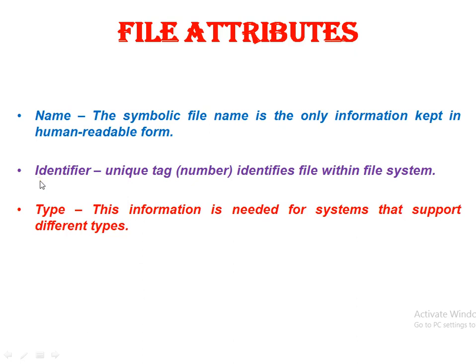Next, the second attribute is identifier. Identifier is a unique tag, that is a number, that identifies the file within the file system. Next, type. This information is needed for systems that support different types of files. It can be a text file, a Word file, or an entertainment file such as a video file or an audio file.